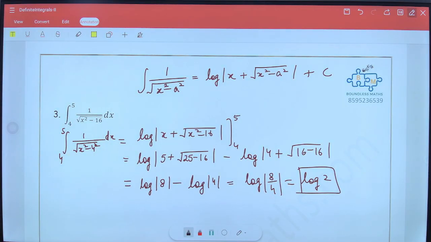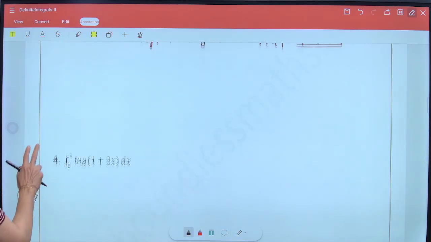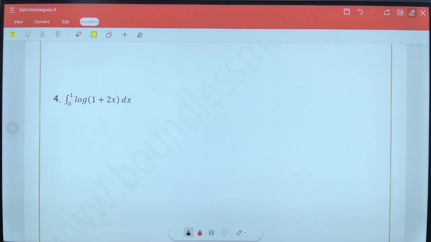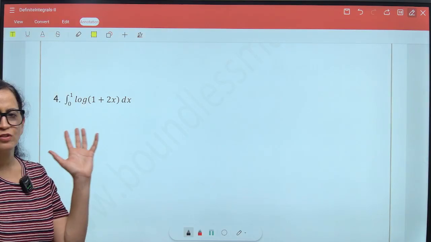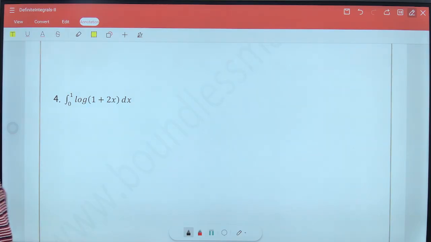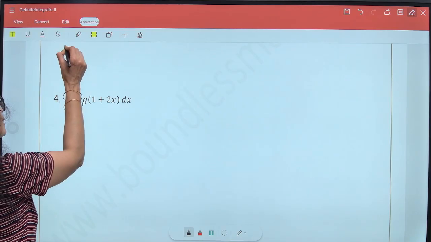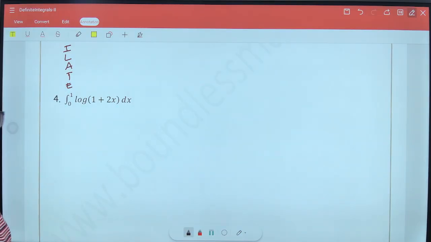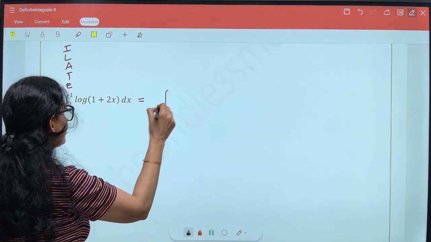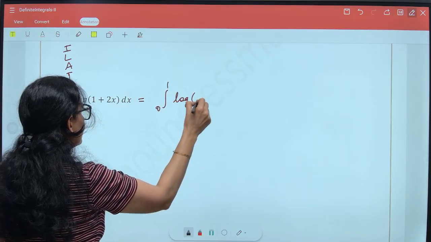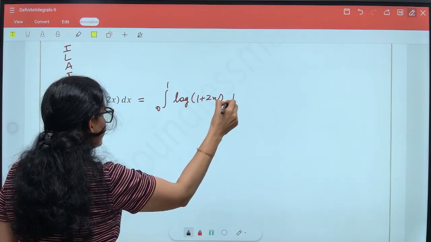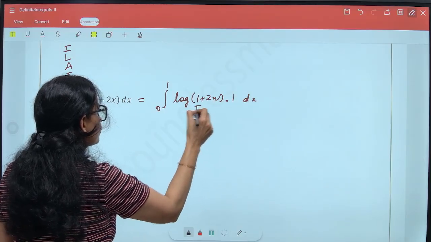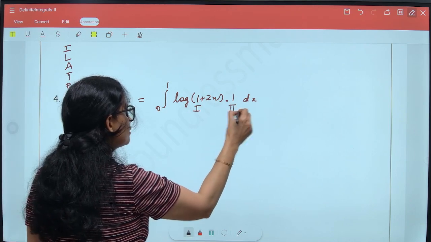Understood? Wonderful. So let's move to the next question. It says log of 1 plus 2x dx. Now in this question we have seen in indefinite integrals that such questions need to be integrated using integration by parts. So how do we do that? There is an acronym ILATE to choose which is the first function and which is the second function, but we see only one function here. So we can write this expression as log of 1 plus 2x into 1 dx. So log function becomes the first function and 1 becomes the second function.